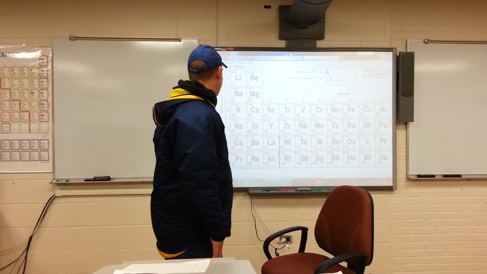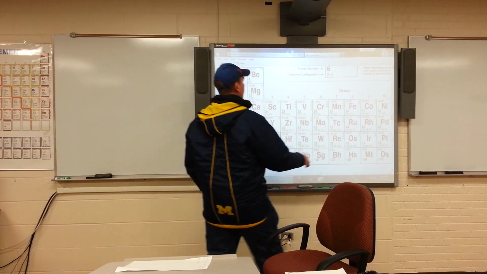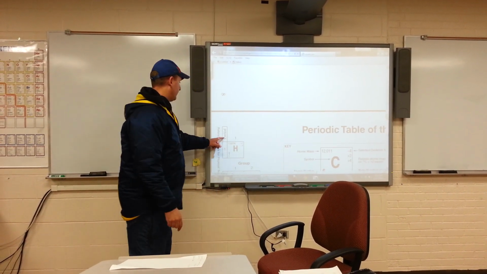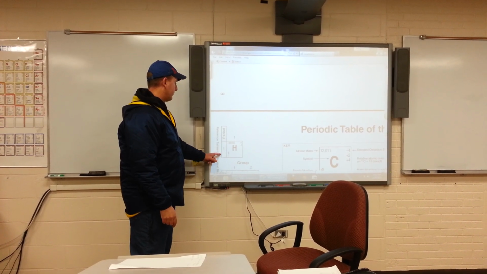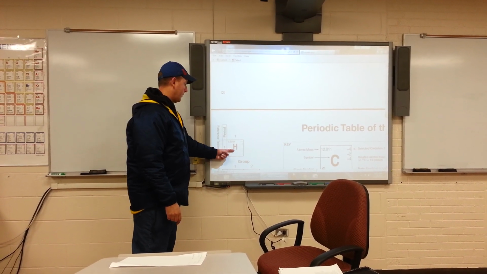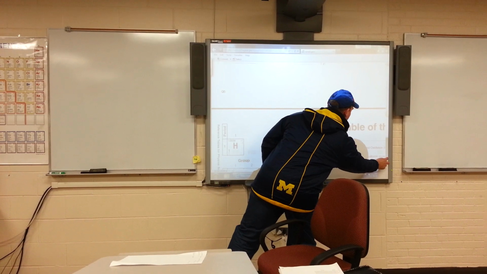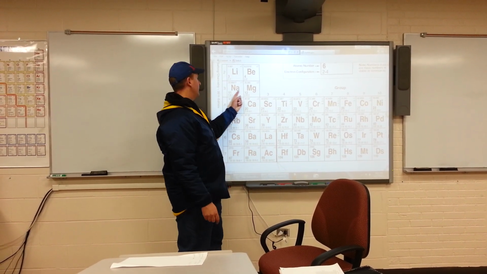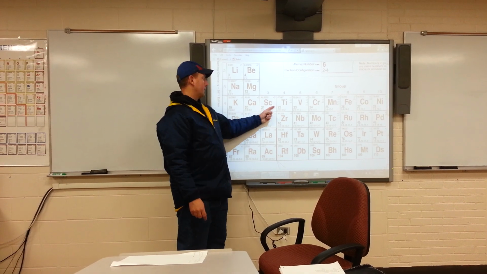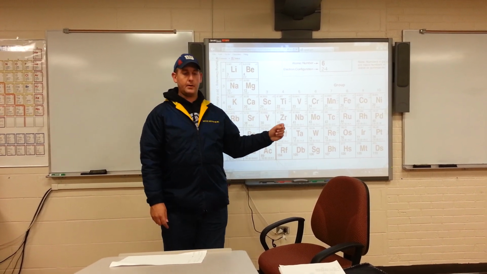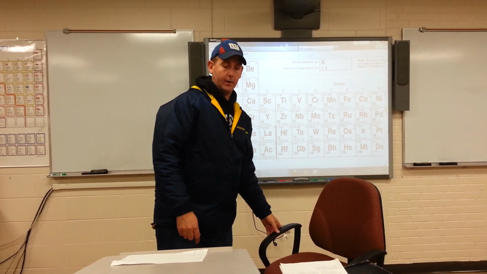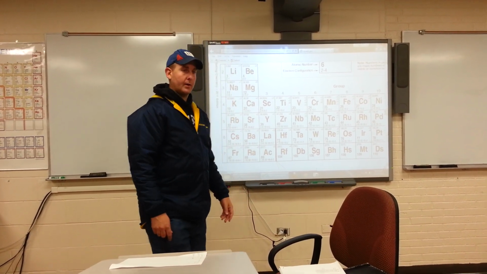Okay, now there's some definitions that you need to know. First definition is period. The period is the word used to define the horizontal rows. So this is period number 1 going across. This is period 2 going across left to right. This is period number 3 going across left to right. Period 4 going across left to right, and so on. So next to the word period, write a horizontal row on the periodic table.